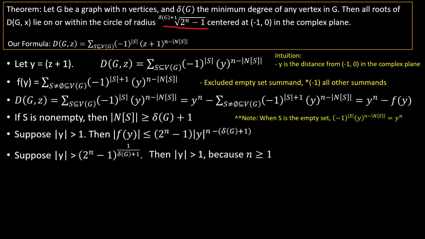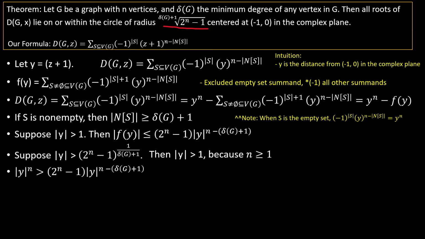The first thing to notice is that the absolute value of y is also greater than 1 in this case, as we're generally considering graphs with n greater than or equal to 1 vertices. That means the result we just obtained, which is in the line above, is applicable in this case as well.